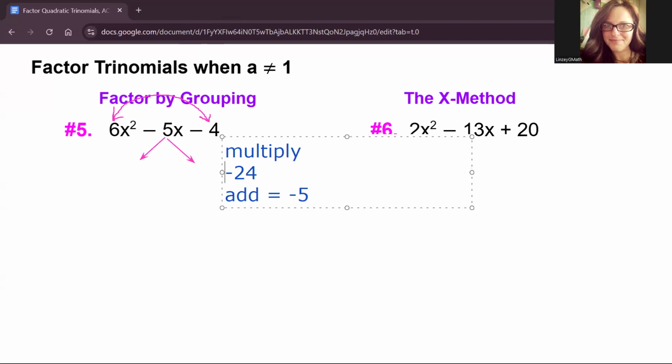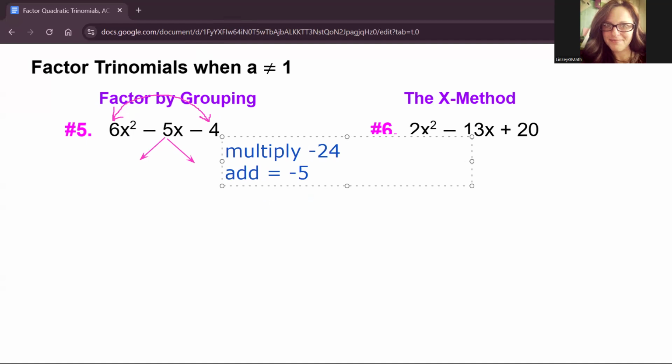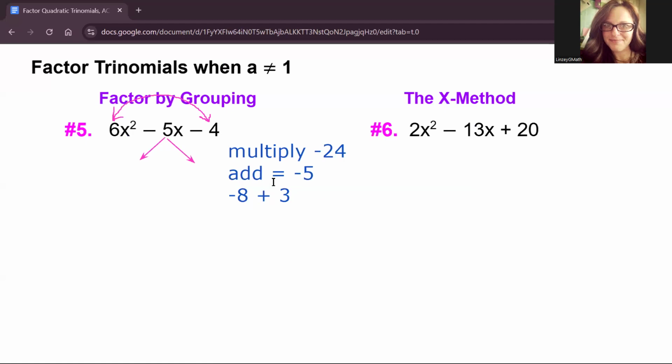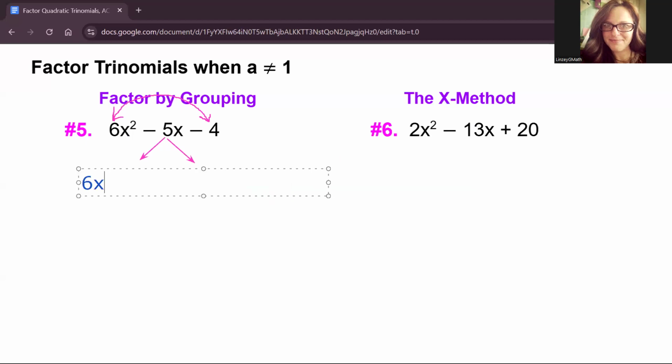Let's see, what two numbers multiply to -24 and add to -5? Yeah, we could do -8 plus 3. So let's rewrite our quadratic trinomial. We'll do 6x squared plus 3x minus 8x minus 4. So -5x we still have in the middle when we add 3x minus 8x. And now we can use our factor by grouping.